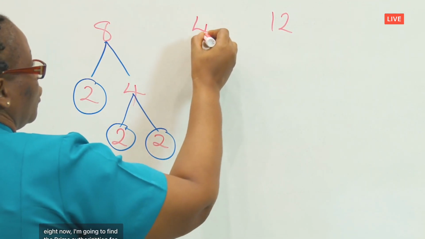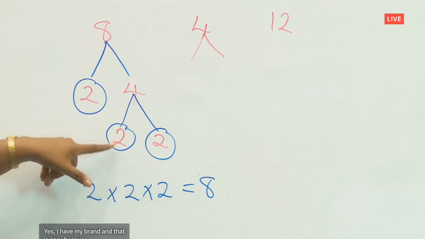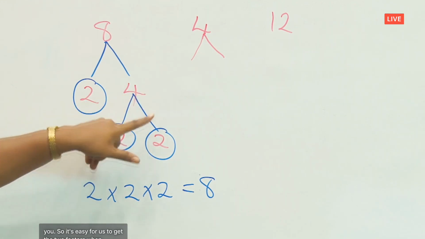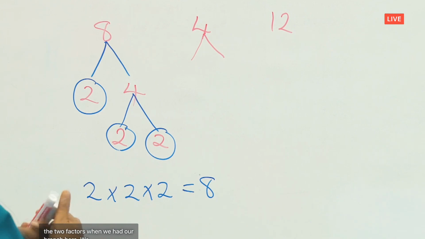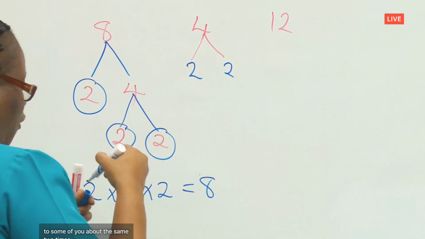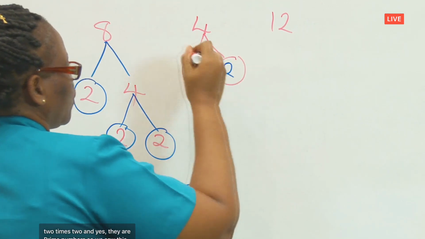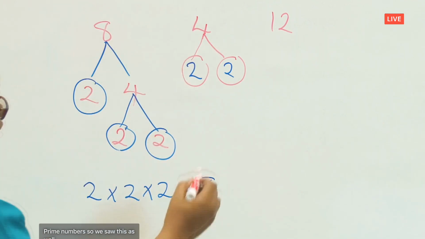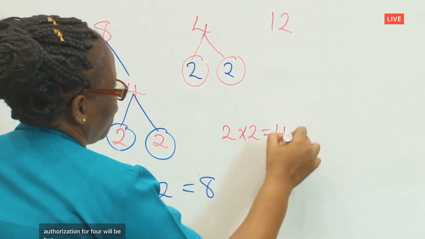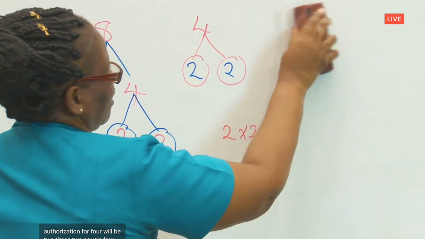Now I'm going to find the prime factorization for 4. Yes, I have my branch, and that is easy because we just did 4 here. So it's easy for us to get the 2 factors. When we had our branch here, we had 2 times 2. So we'll use back these same 2. 2 times 2, and yes, they are prime numbers, so we circle these as well. And our prime factorization for 4 will be 2 times 2 equals 4.